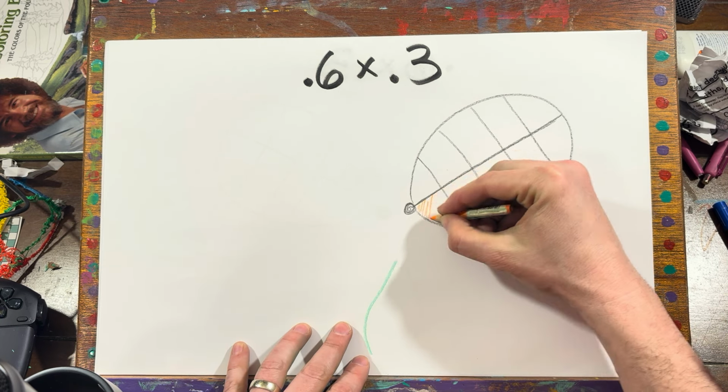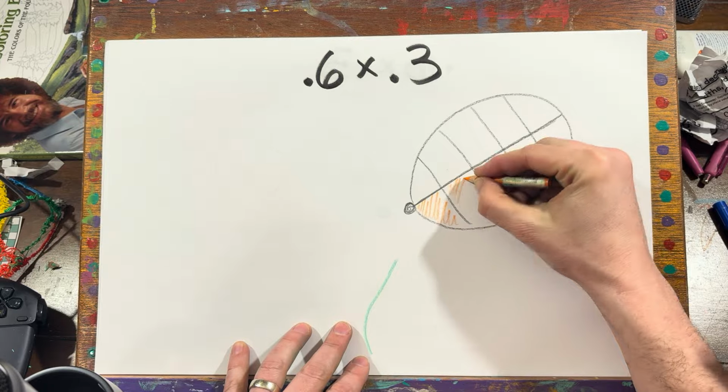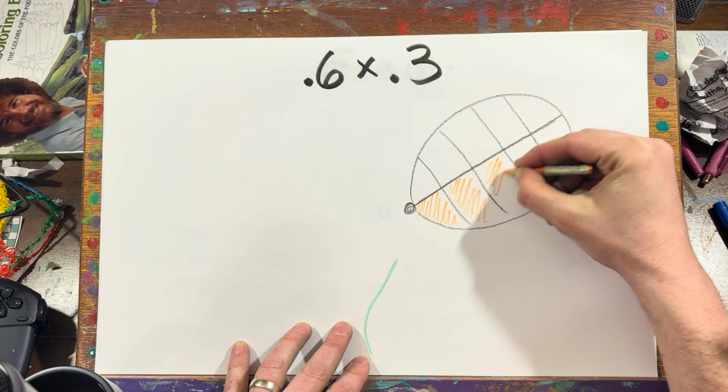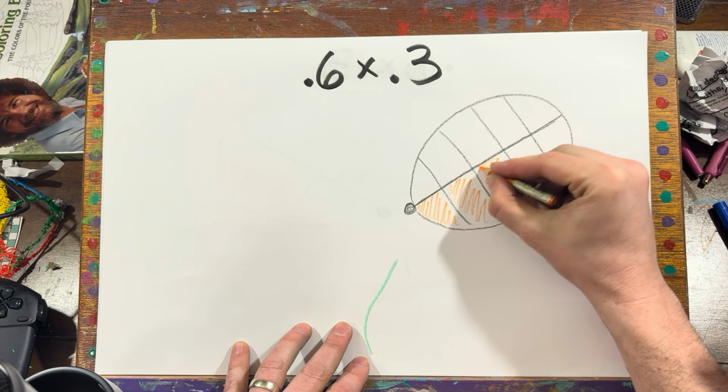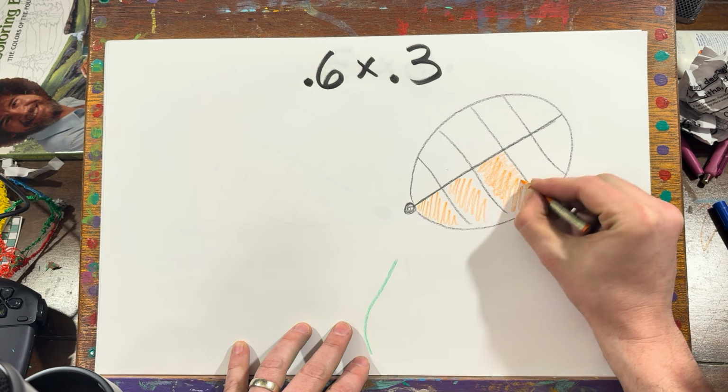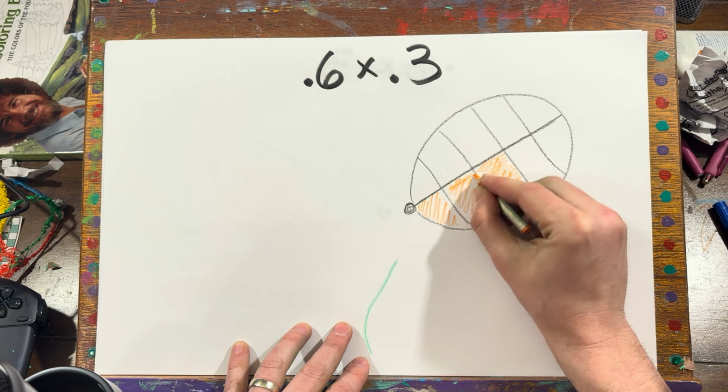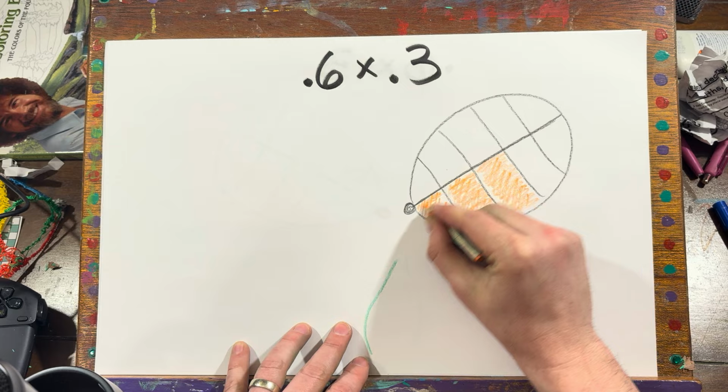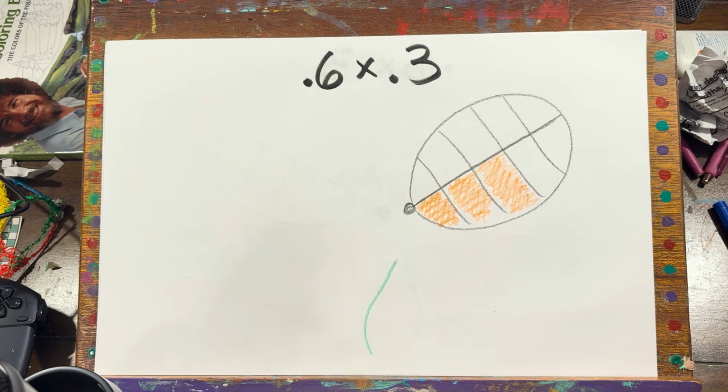Let's do 1/10, 2/10, 3/10. Okay, let's make sure these are nicely colored in. There we go. Okay.